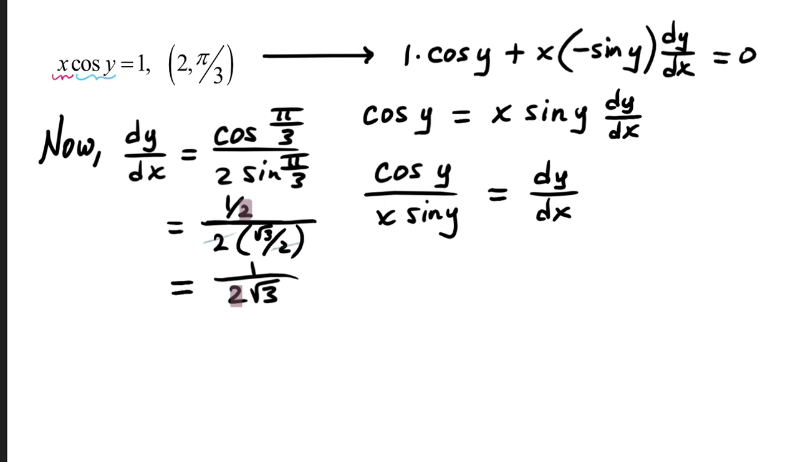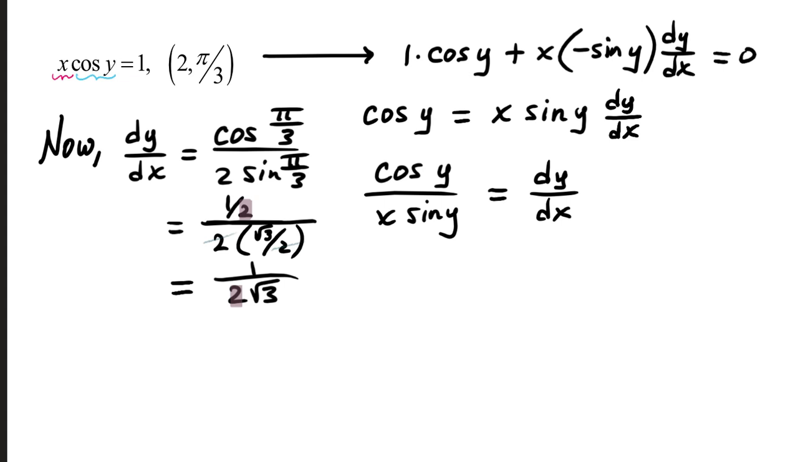Isolating dy dx. We moved the right side over because of that negative. So we have cosine y equals x sine y dy dx. Divide both sides by x sine y, and our derivative is cosine y over x sine y.